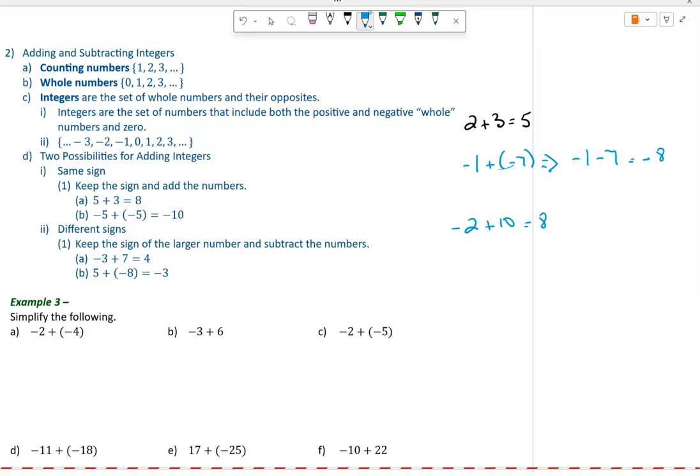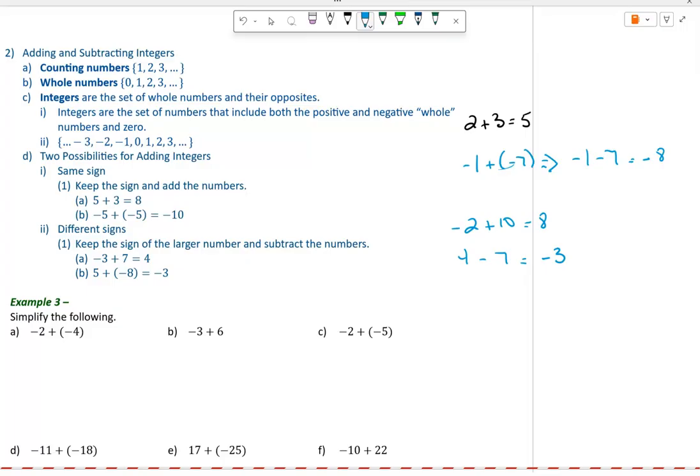Similarly, let's do 4 minus 7. I look at those two numbers, I see different signs because 4 is positive. There's not a sign in front of it, understood to be positive, right? So 7 is bigger than 4, so I know right now when I combine these, I'm going to have a negative solution. Okay? So what's 7 minus 4?